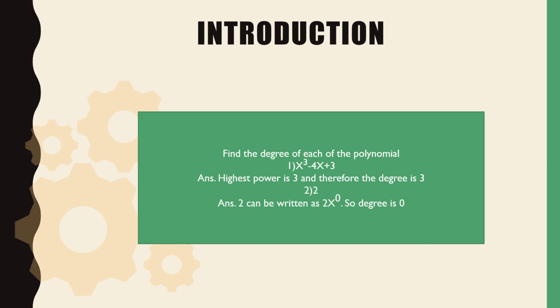Find the degree of each of the polynomials. The first one, x cube minus 4x plus 3. Here you can see the highest power is 3 and therefore the degree will be 3. Your second question is number 2. You can write 2 as 2x raised to 0. So the degree is 0.